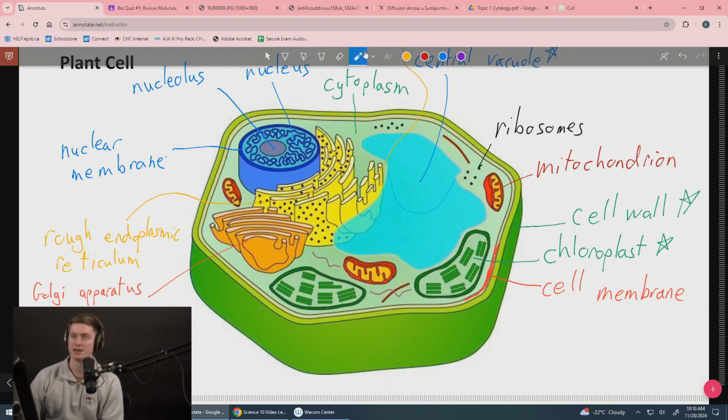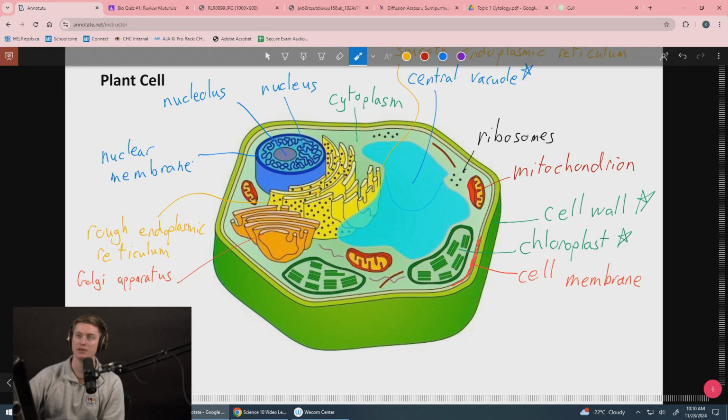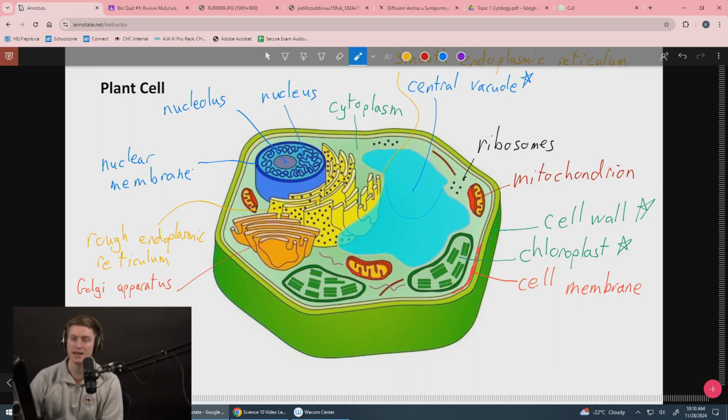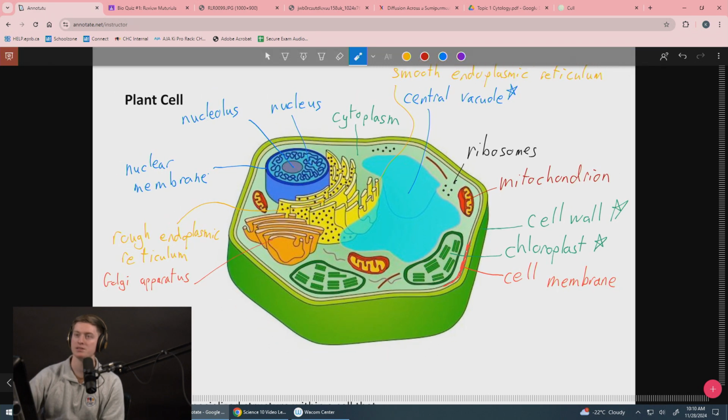A lot of these names should seem familiar because they were in the animal cell diagram. They've returned here. The ones that I've put stars beside are the ones that are unique to plant cells. The chloroplast, the cell wall, and the central vacuole.